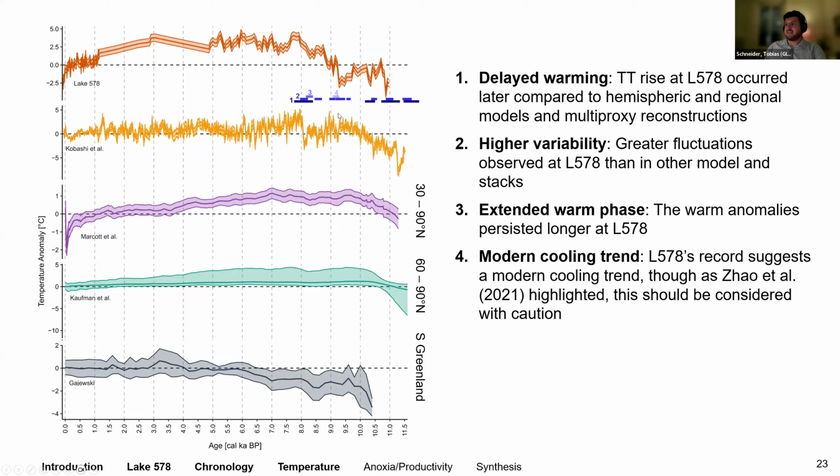So others start deviating from the zero line earlier compared to Lake 578, and there's also probably higher variability in Lake 578, and this warm phase seems to be rather longer compared to the more regional and hemispheric reconstruction. One special feature is this cooling trend here, which contradicts the others that actually show the contemporary warming, which we would also expect to see.